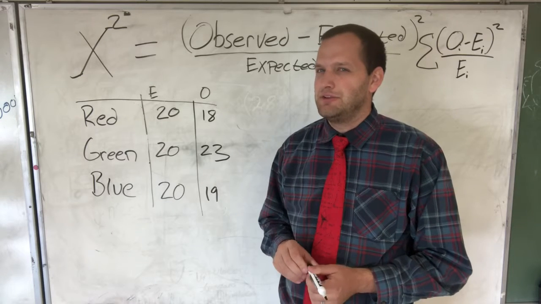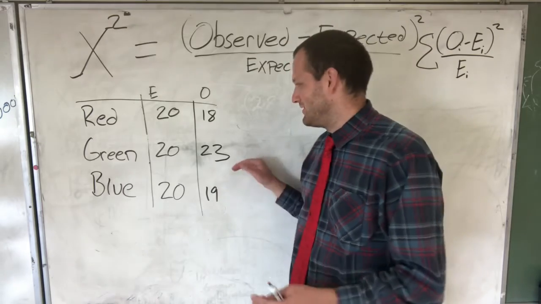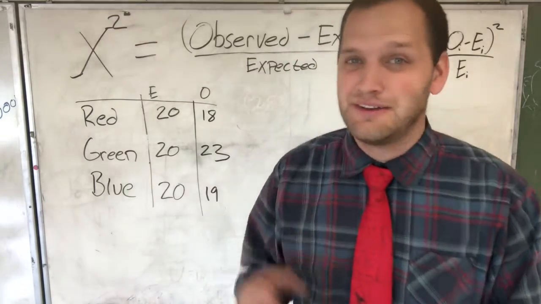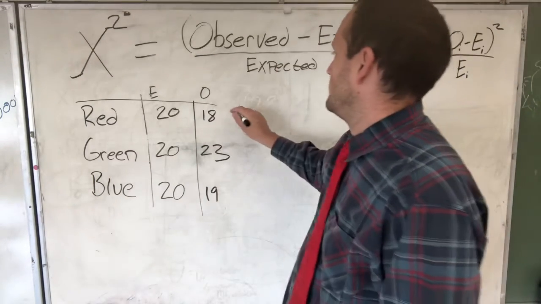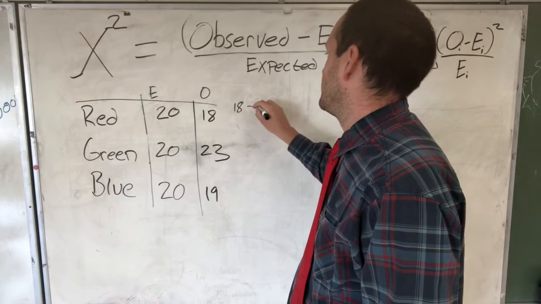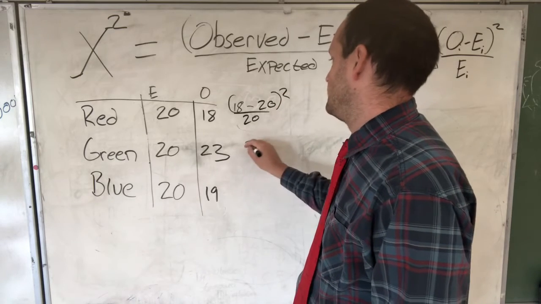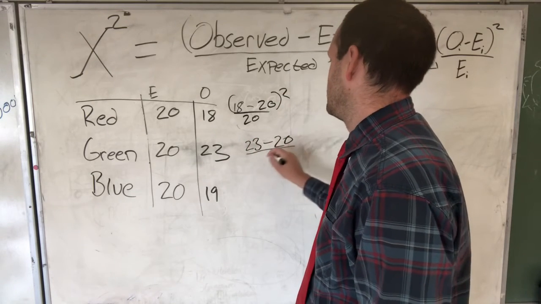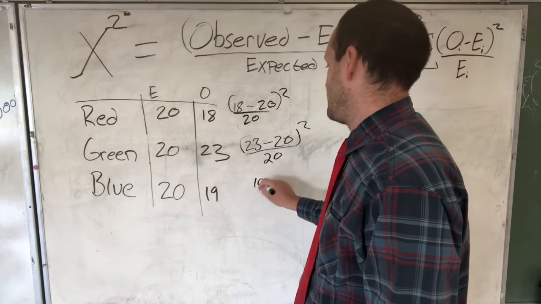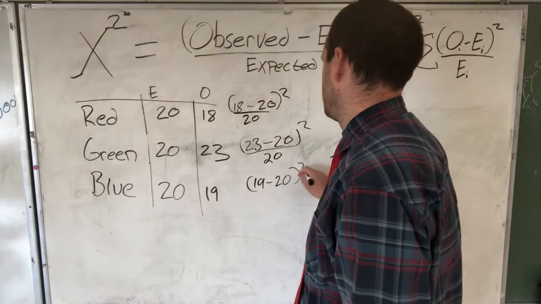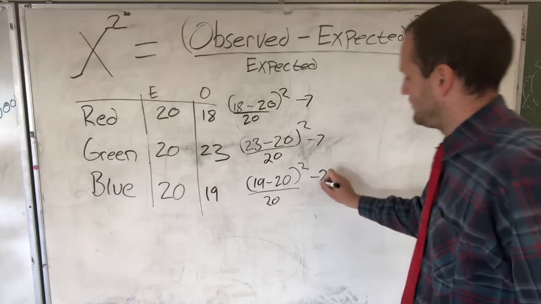Should we be mad? Do we have enough data to show that they did this incorrectly, or are they statistically close enough that they're fine? Let's do a chi-square test and find out. All right, observed minus expected. So we get our 18 minus 20 over 20 squared. We have 23 minus 20 over 20 squared. And we have 19 minus 20 squared over 20. Remember, we're going to add all our answers up.